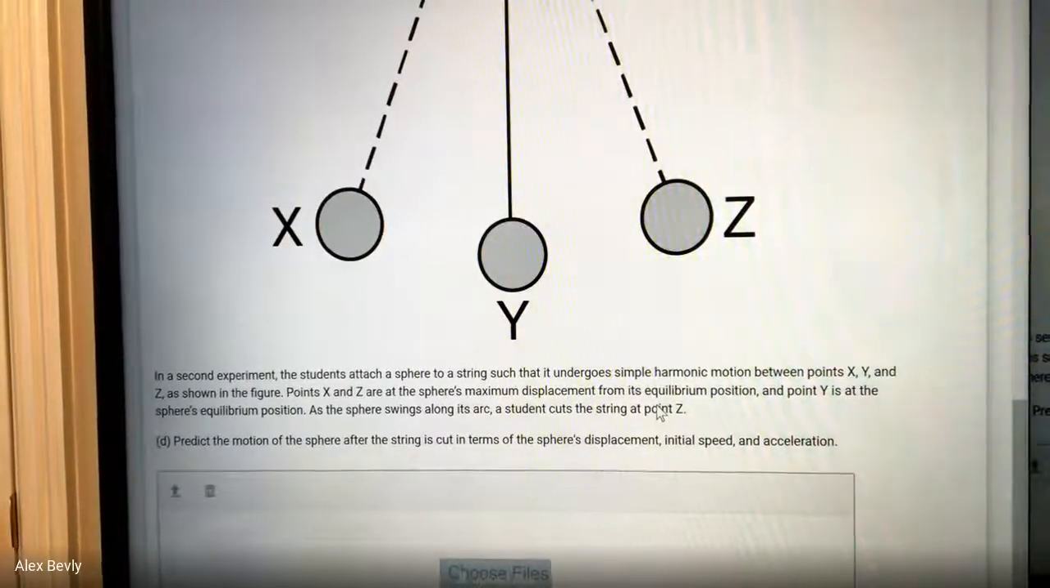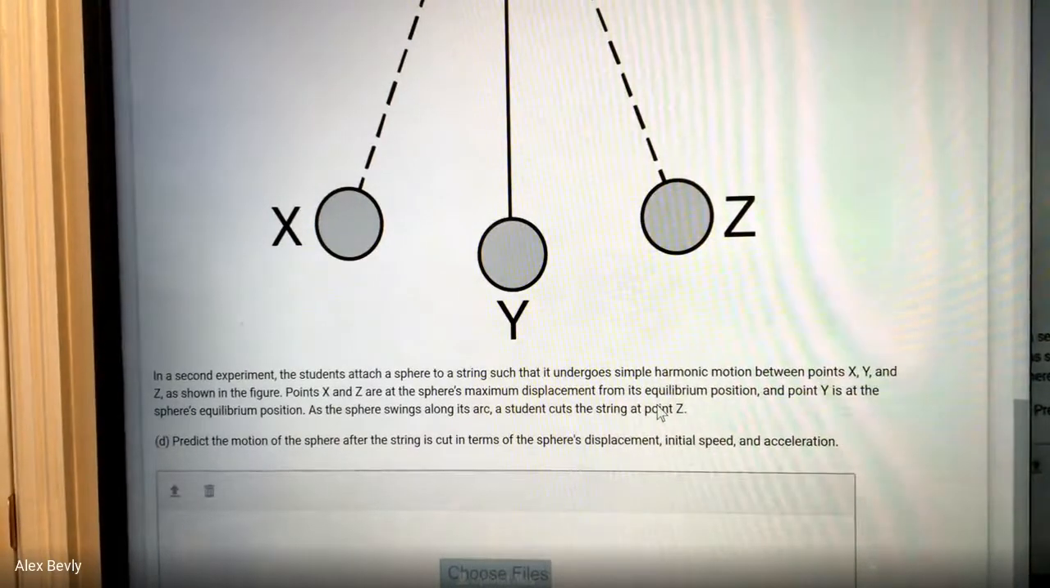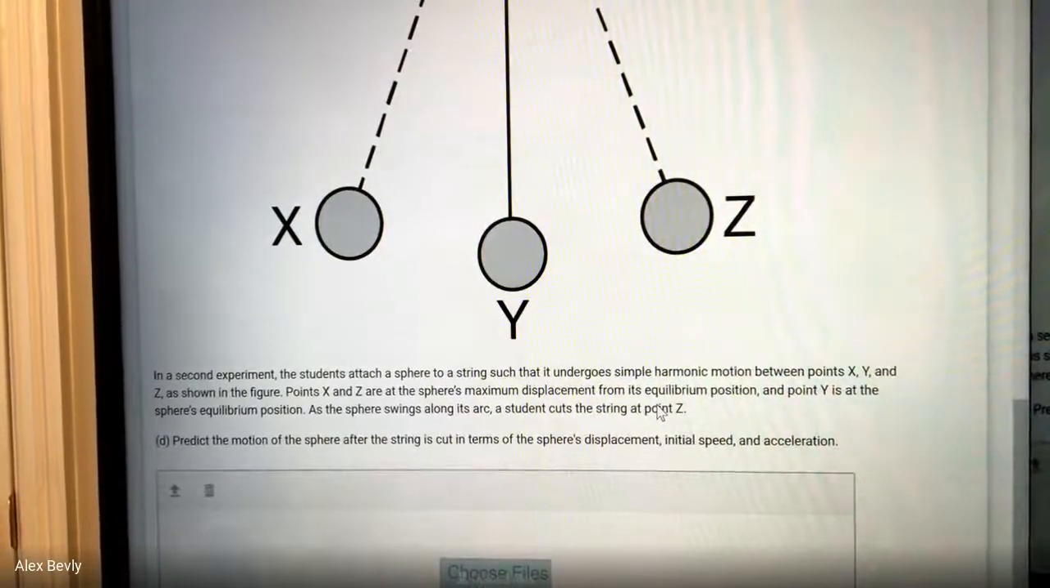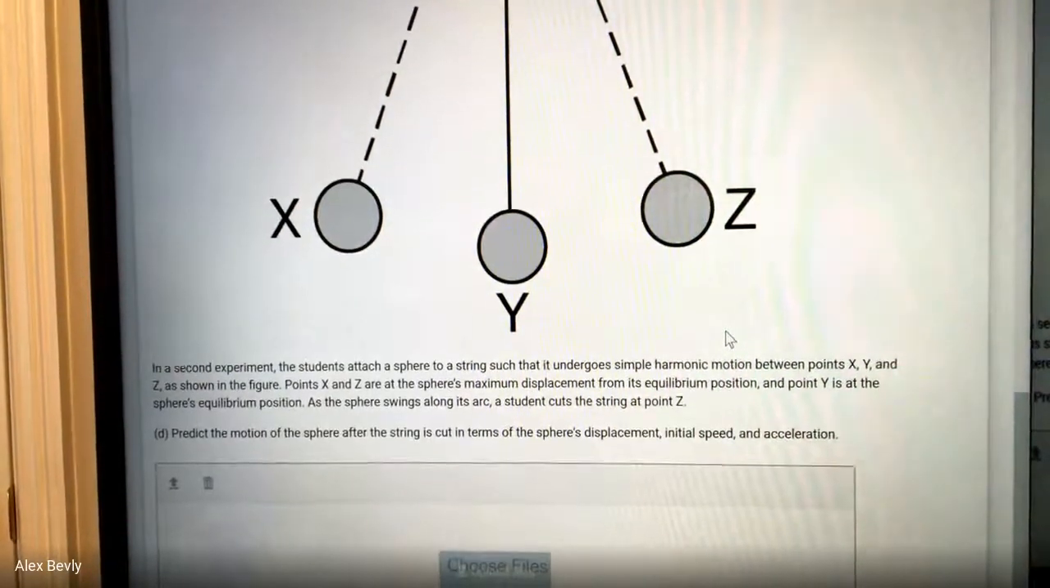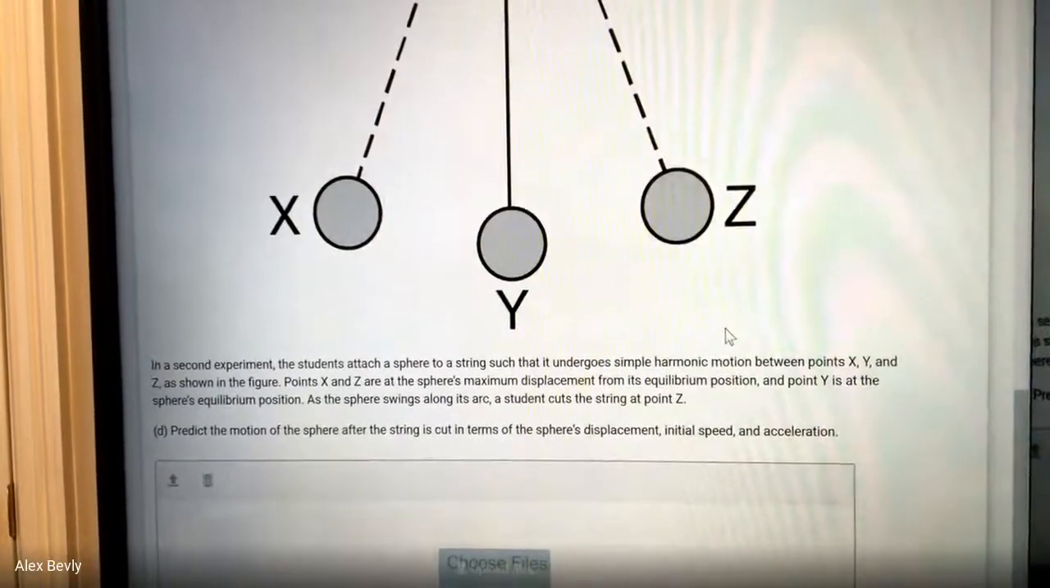So in a second experiment, the students attach the sphere to a string such that it undergoes simple harmonic motion between the points x, y, and z in the figure. Shown in the figure, points x and z are the sphere's maximum displacement from the equilibrium position. Point y is at the sphere's equilibrium position, and the sphere swings along the arc. The student cuts the string at point z. Predict the motion of the sphere after the string is cut in terms of the sphere's displacement, initial speed, and acceleration.